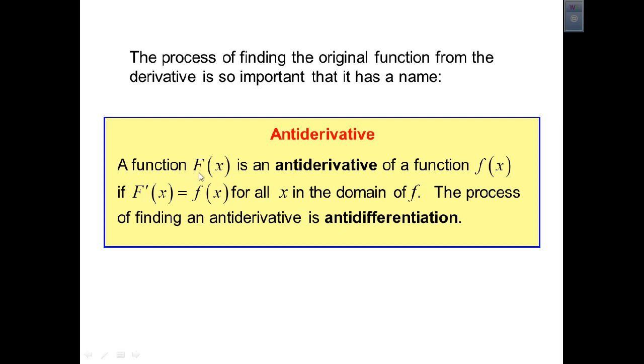So the function capital F of x is an antiderivative of a function little f of x if capital F prime of x is equal to f of x for all x in the domain of f. What this means is if I take the antiderivative and the derivative of that, they cancel each other out, so that means that my function will be the same as what I would start off with. For all x in the domain of f, the process of finding an antiderivative is called anti-differentiation.